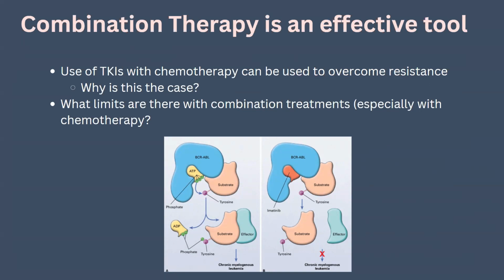Use of tyrosine kinase inhibitors with chemotherapy can be used to overcome resistance. Why do we think this is the case? Carla?